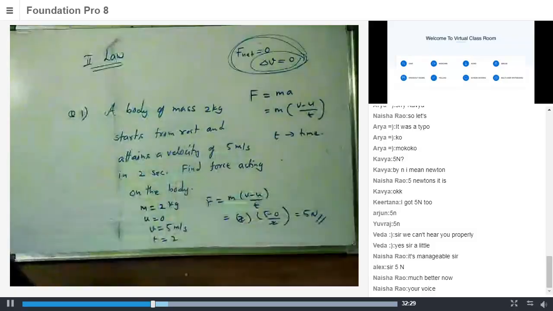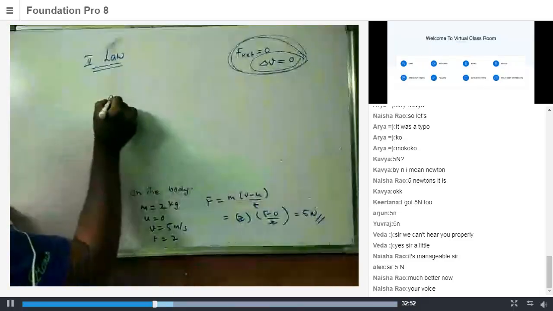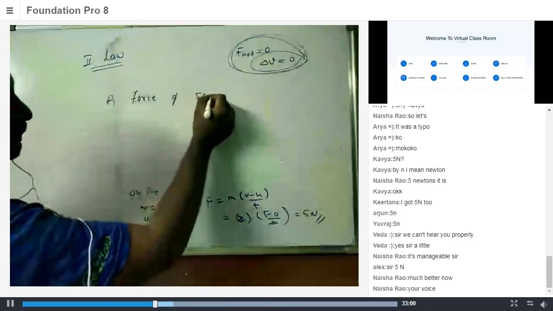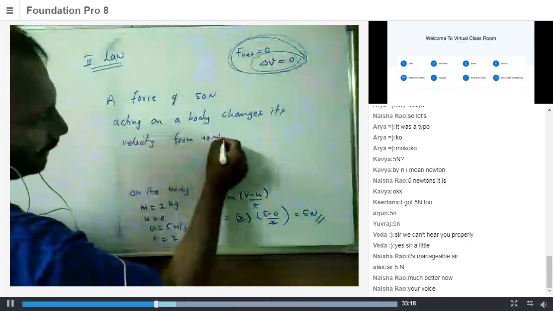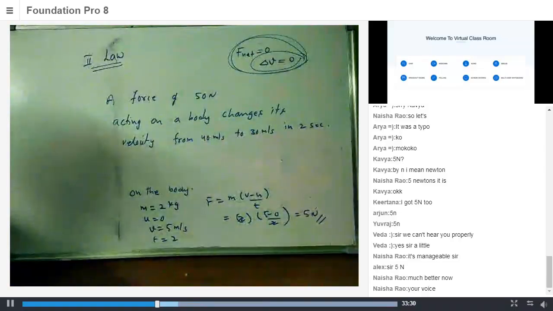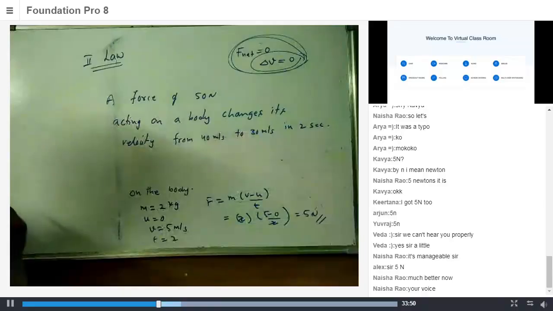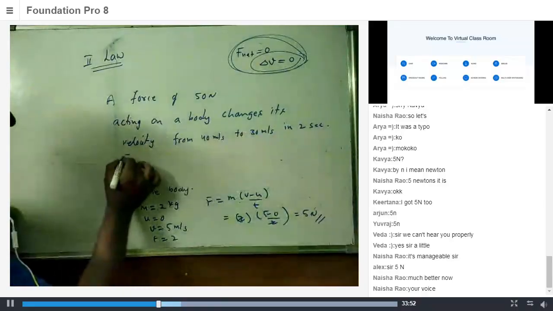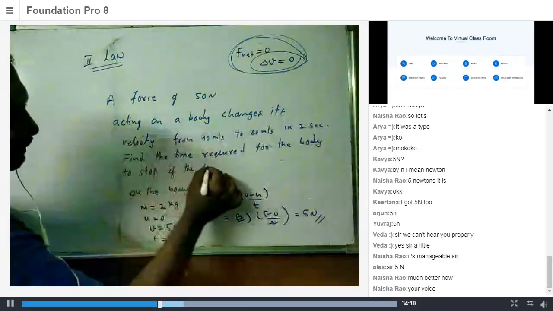So let's slightly increase the level of the question. Let me take another situation. A force of 50 newtons acting on a body changes its velocity from 40 meters per second to 30 meters per second in 2 seconds. The question is, find the time required for the body to stop if the force continues to act on it.